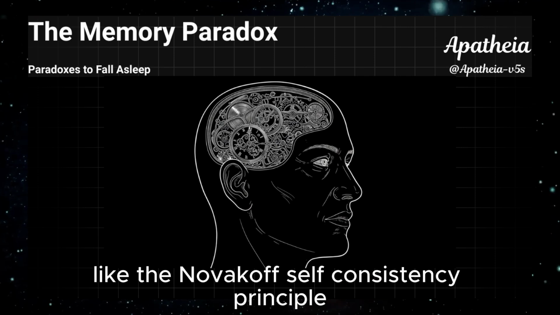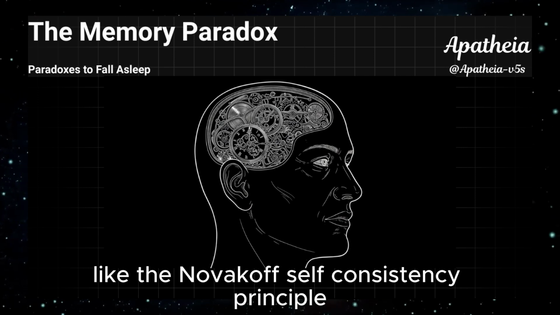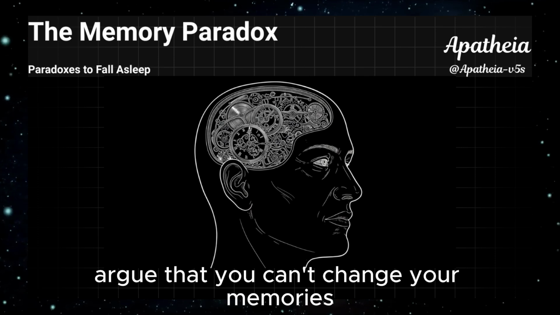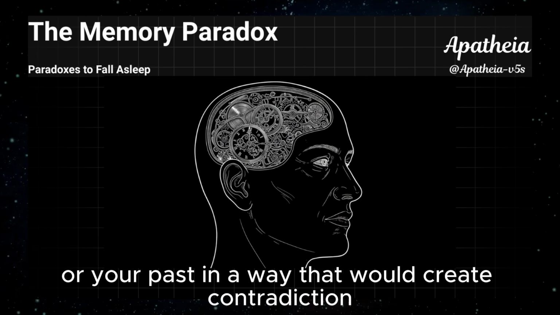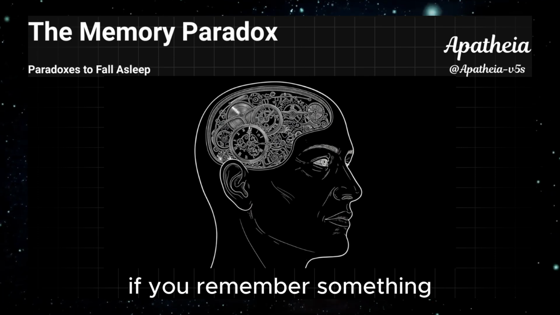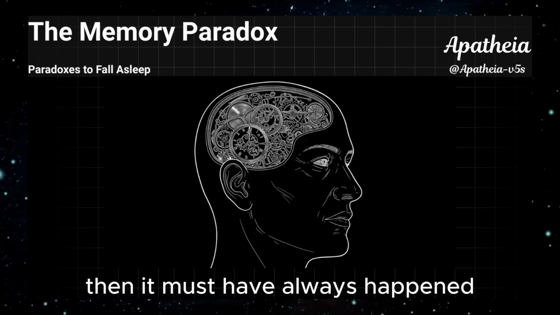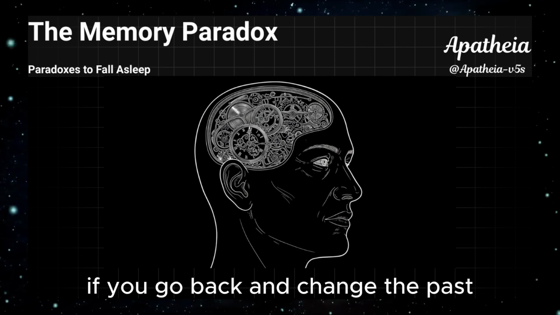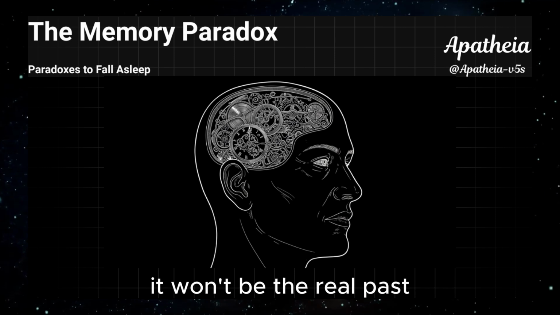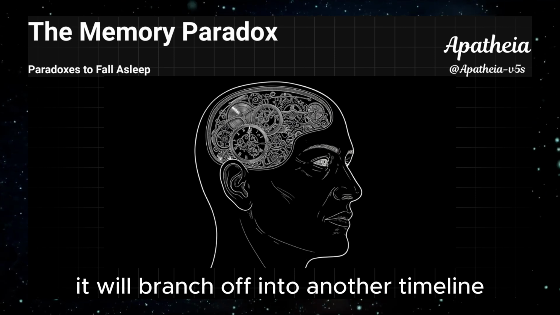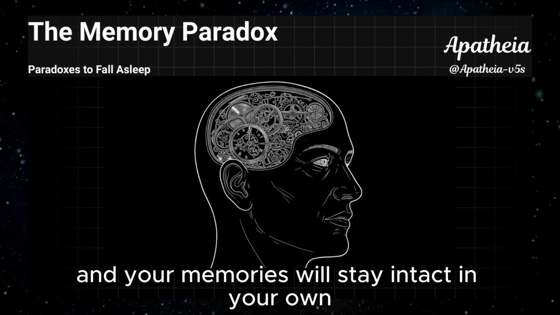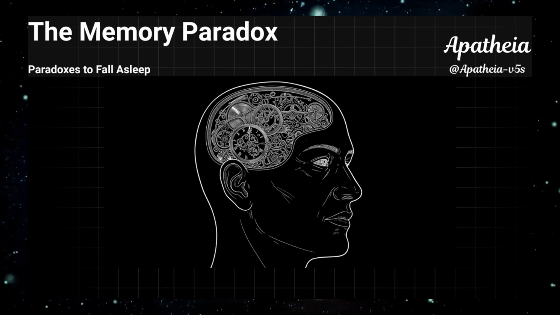Some theories, like the Novikov self-consistency principle, argue that you can't change your memories or your past in a way that would create contradiction. If you remember something, then it must have always happened. If you go back and change the past, it won't be the real past. It will branch off into another timeline, and your memories will stay intact in your own.